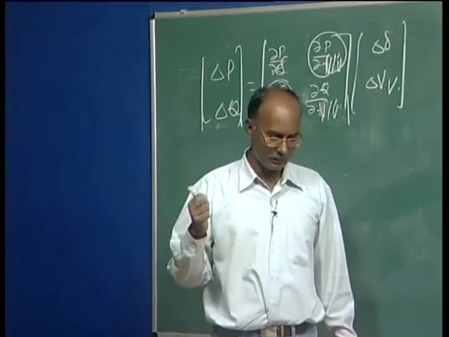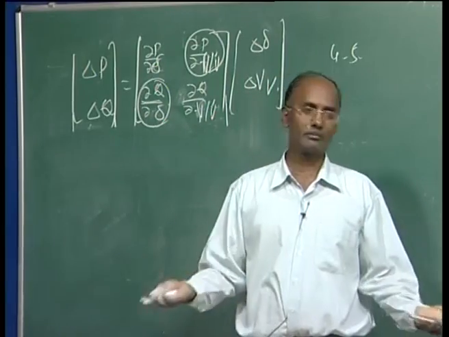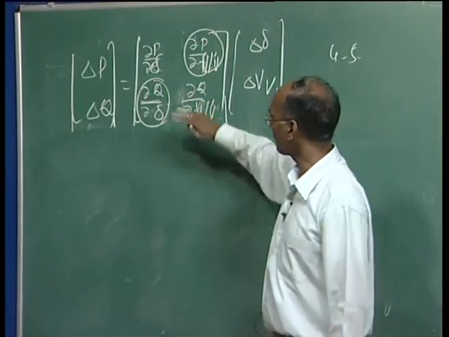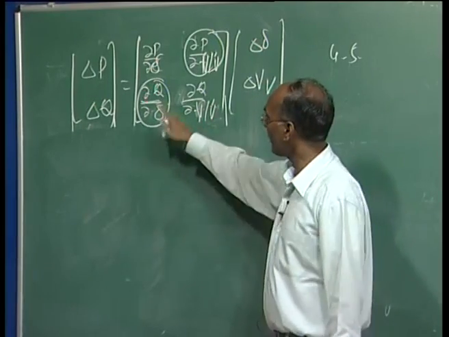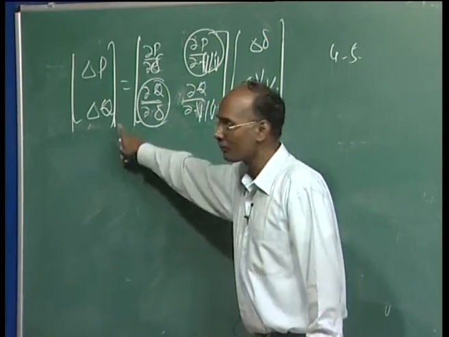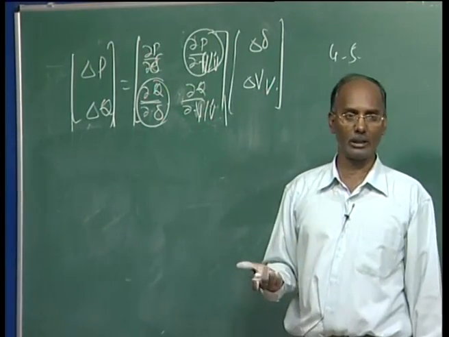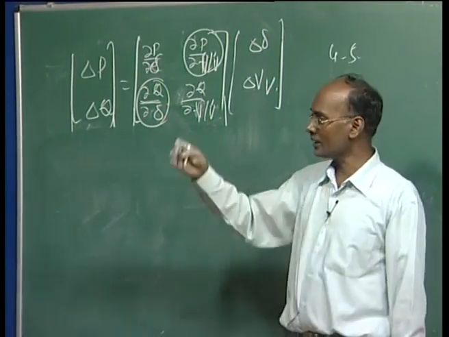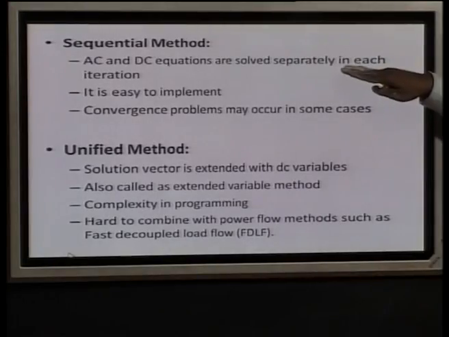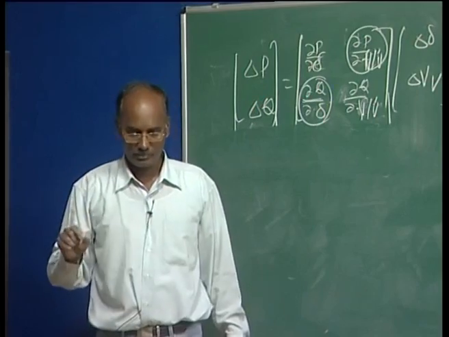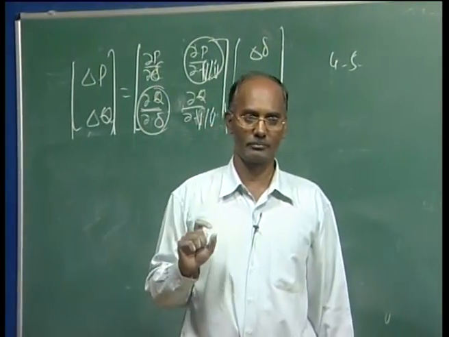In the sequential method, what happens? You can see AC and DC are solved separately. Means you have to solve this AC, then you have to solve the DC, because this P and Q at the DC bus are basically known. Based on that, you can calculate your DC variables. So, the AC and DC equations are solved separately in each iteration. Only you can see in the DC equations, AC variables are also there.